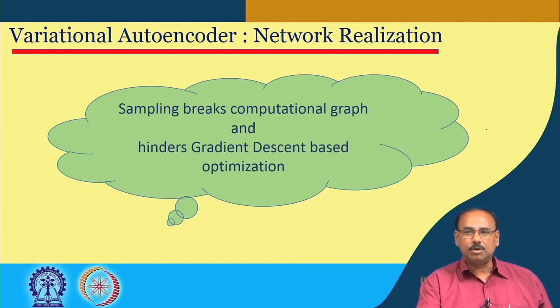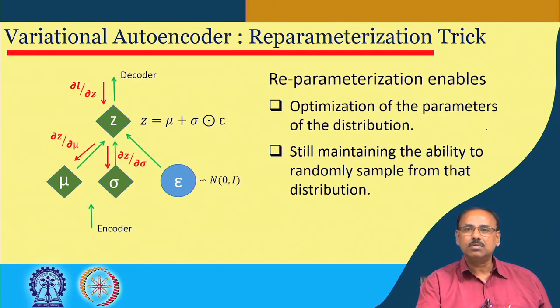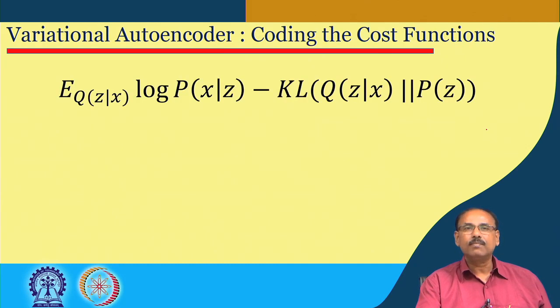And then we have discussed the problem involved in this sampling, which makes it difficult for backpropagation learning, because gradient cannot flow through the sampling process. In order to avoid this problem, we have made use of the reparameterization trick, which we discussed in detail in our previous lecture.